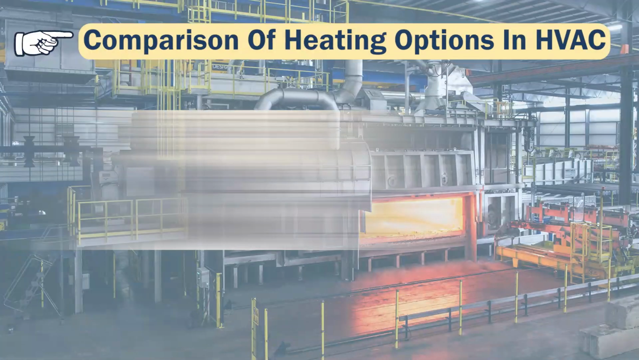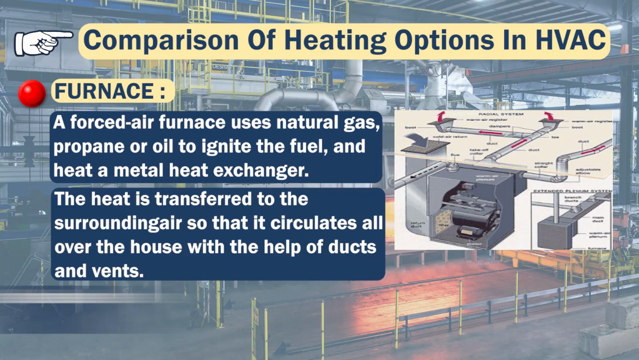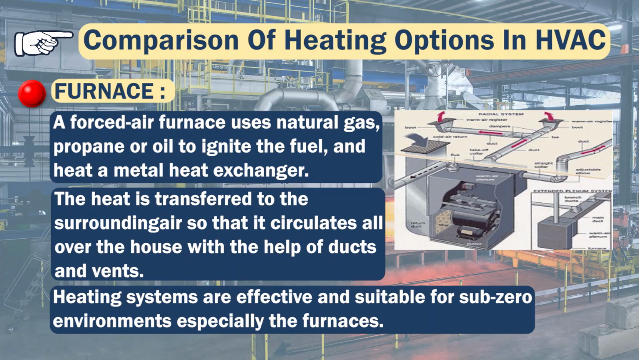Now we will go to our next slide, which is comparison of heating options in HVAC. In this slide, we will study various heating options and their comparison in HVAC. So our first is furnace. This is one type of heating system used in HVAC. It uses natural gas, propane or oil to burn fuel and heat a metal heat exchanger. Hot air is then circulated throughout the house using a network of ducts and vents.